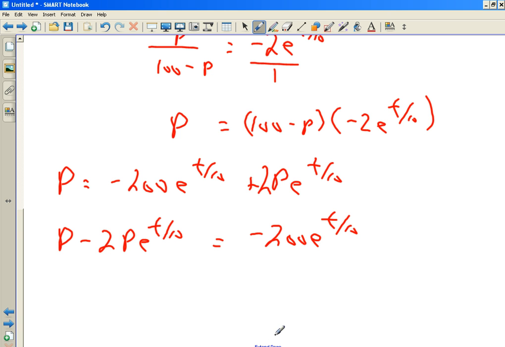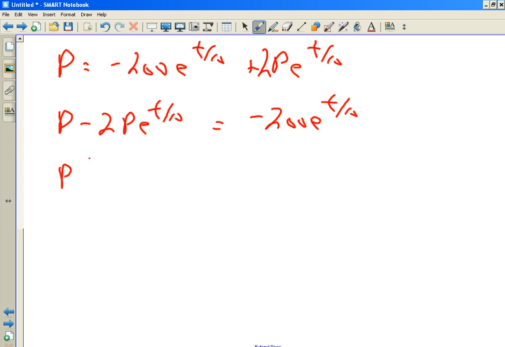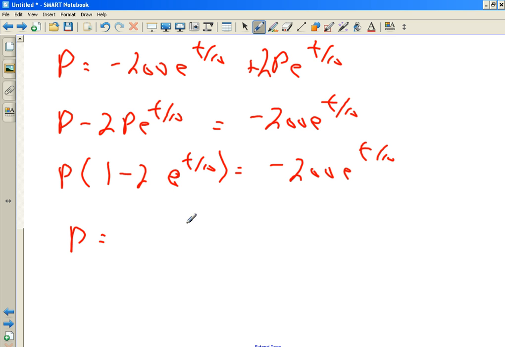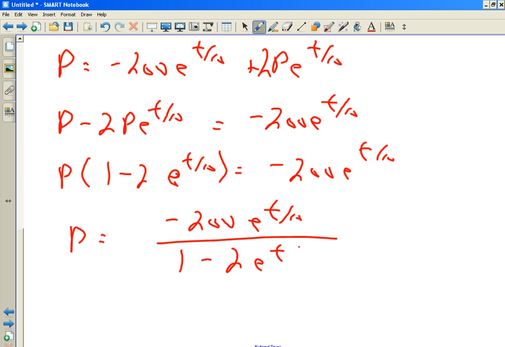All right, how to get p alone? I'm still not there. Factor out p. 1 minus 2 e to the t over 10 times p equals negative 200 e to the t over 10. Oh, whoops, sorry. I factored out the p, right? That was the whole point. And then divide by this and you got p alone. Good. So p equals negative 200 e to the t over 10 over 1 minus 2 e to the t over 10. And you have just solved analytically for the first time a logistic differential equation using partial fractions and variable separation.